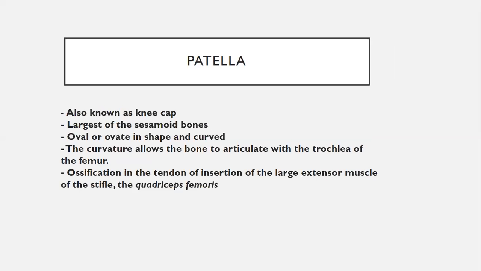Now we go to the patella, also known as the kneecap, and this is the largest of the sesamoid bones. Oval or ovate in shape and curved. The curvature allows the bone to articulate with the trochlea of the femur, and this is the ossification in the tendon of insertion for the large extensor muscles of the stifle joint, which is the quadriceps femoris muscle, or we call it simply the quads.